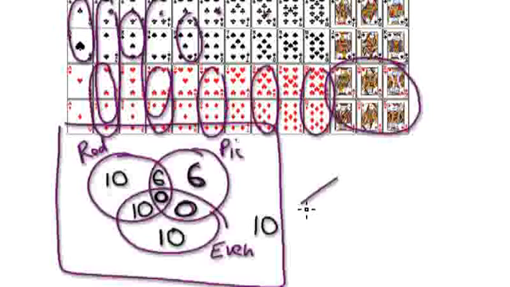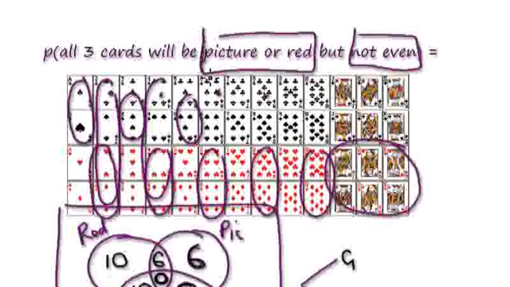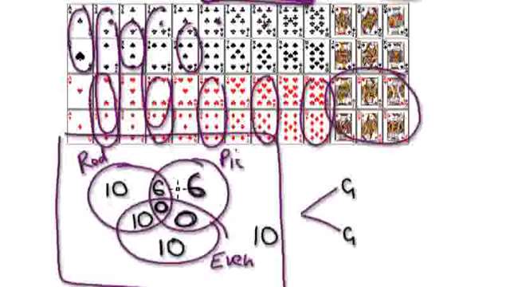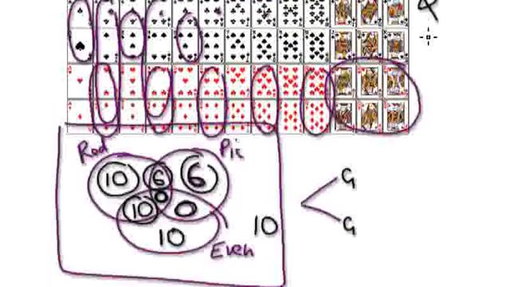Now we're going to pick out 3 cards. Once you've got your Venn diagram, you need to analyze the question here. We need picture or red. Picture or red would be these here, 1, 2, 3, 4. But the thing is, we also require not even. Not even means we've got to delete this 10 here. So we're only interested in these 3 here.